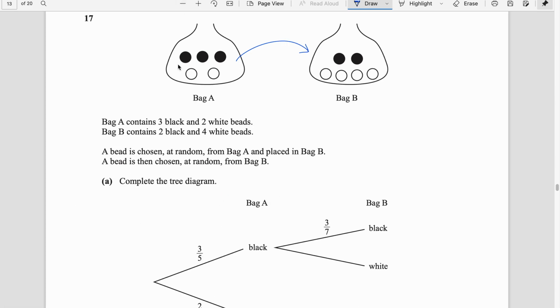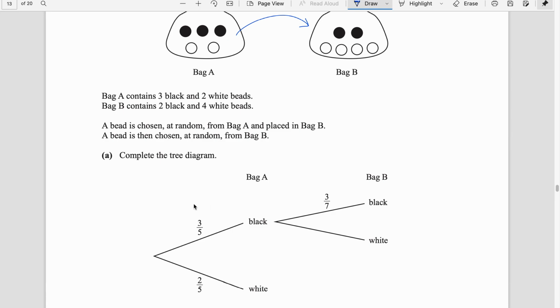Complete the diagram. So if black is chosen, it is placed in the next bag. That becomes 3 black and 4 white. So this is how it is written. Again, black is chosen and it is placed in this bag. So the probability to choose white is 4 out of 7. There's another way: these two should total to 1.